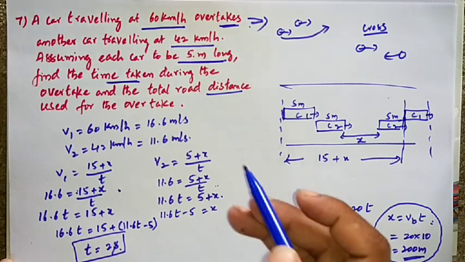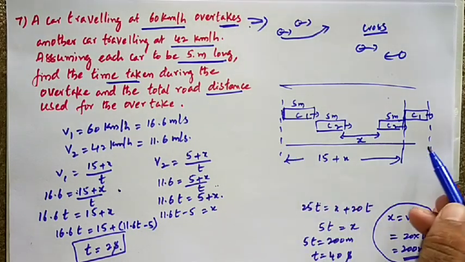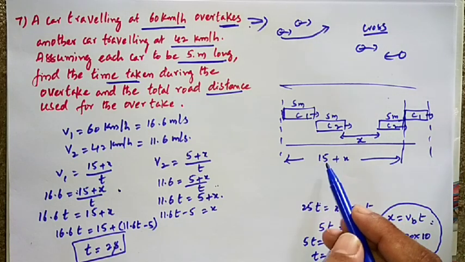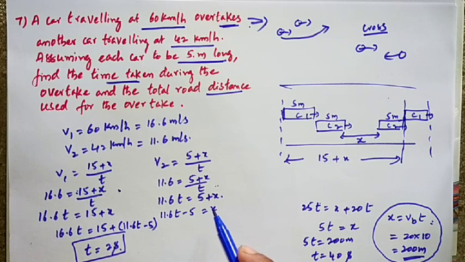Next, what we need to calculate? What is the total road distance traveled? Here to here we need to calculate. So first 15 plus x. Let us calculate x. From where can you calculate x value very easily? You can use this equation, no problem. Then x is equal to 11.6 into (2 minus 5).